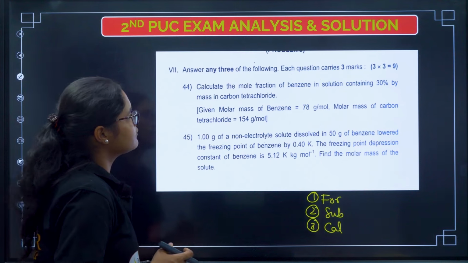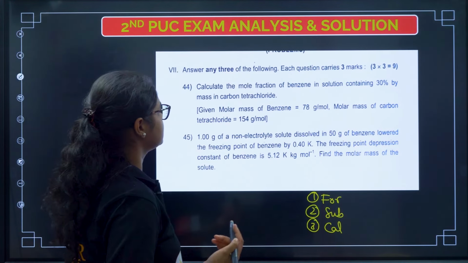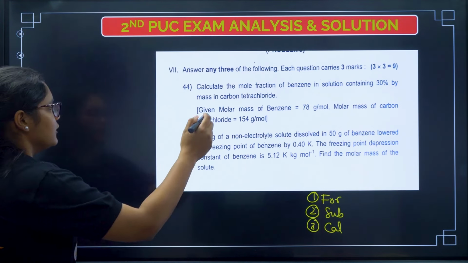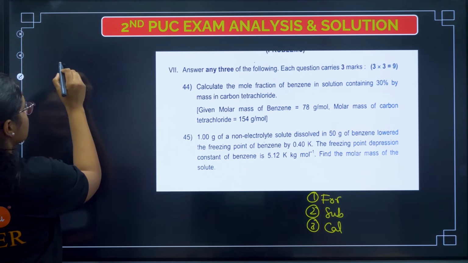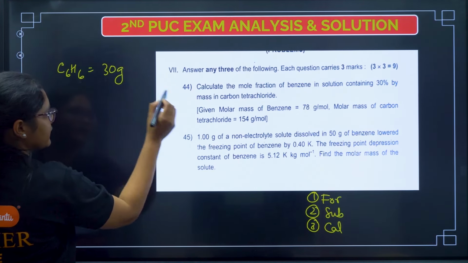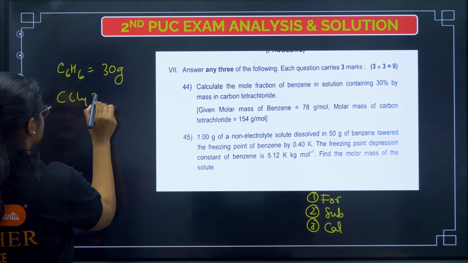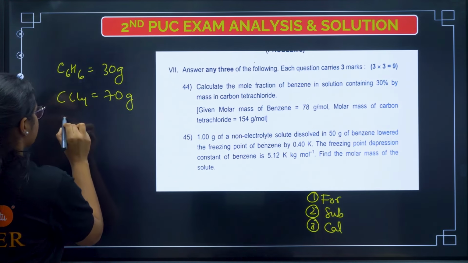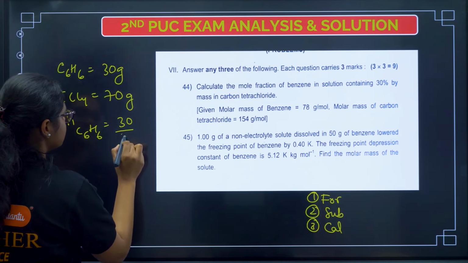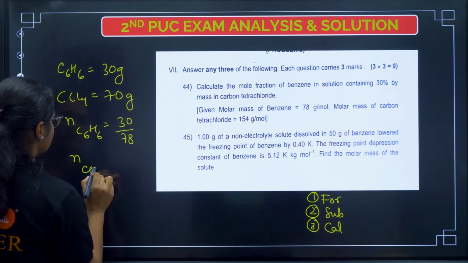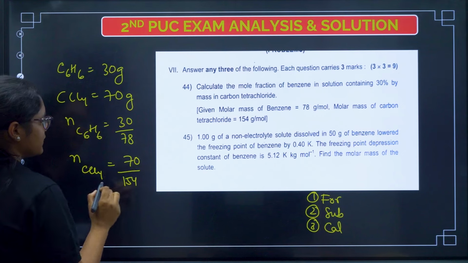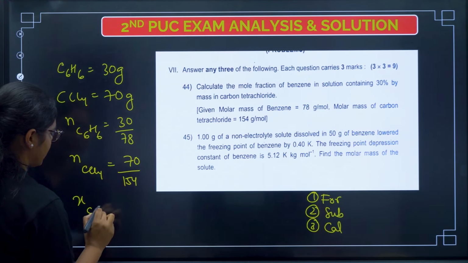So first is calculation of the mole fraction of benzene containing 30% by mass in carbon tetrachloride. So we will solve all these numericals in detail. 30% by mass, so what I can say, benzene is 30 gram, right? And we have carbon tetrachloride as 70 gram, right? So let us calculate the moles of benzene. It will be given mass by molar mass, so 30 by 78, and moles of CCl4 will also be given mass by molar mass, right? So we'll calculate both the number of moles, then calculate the mole fraction of benzene.